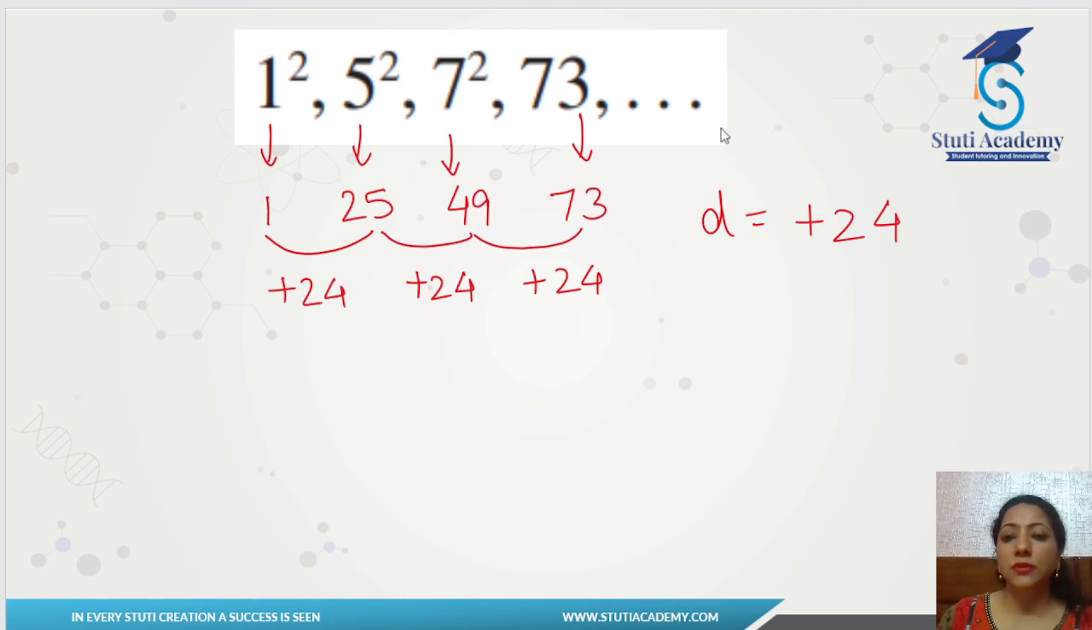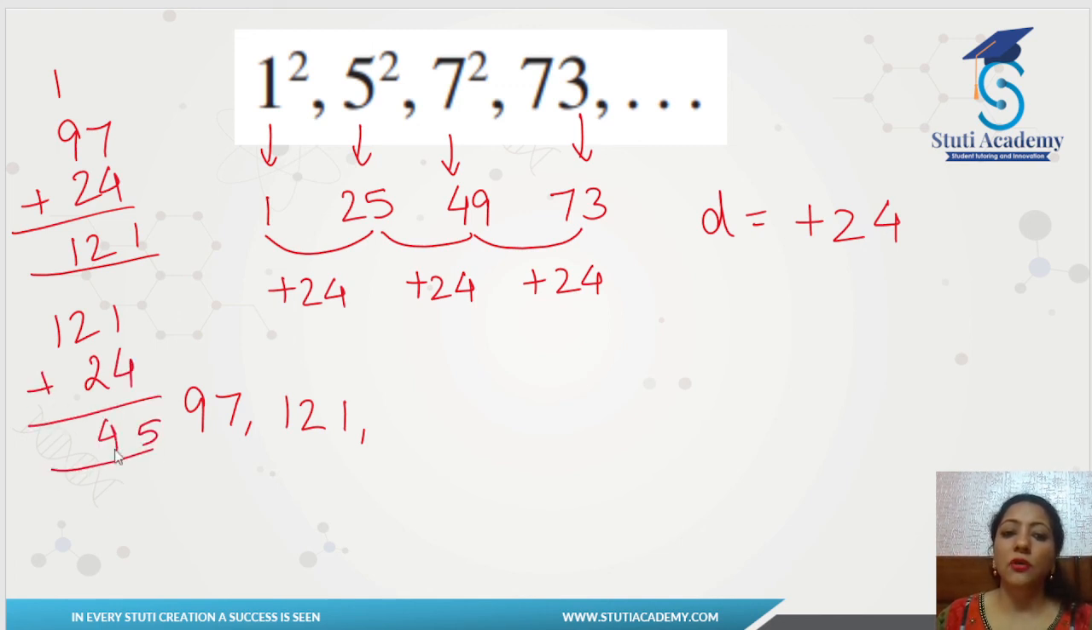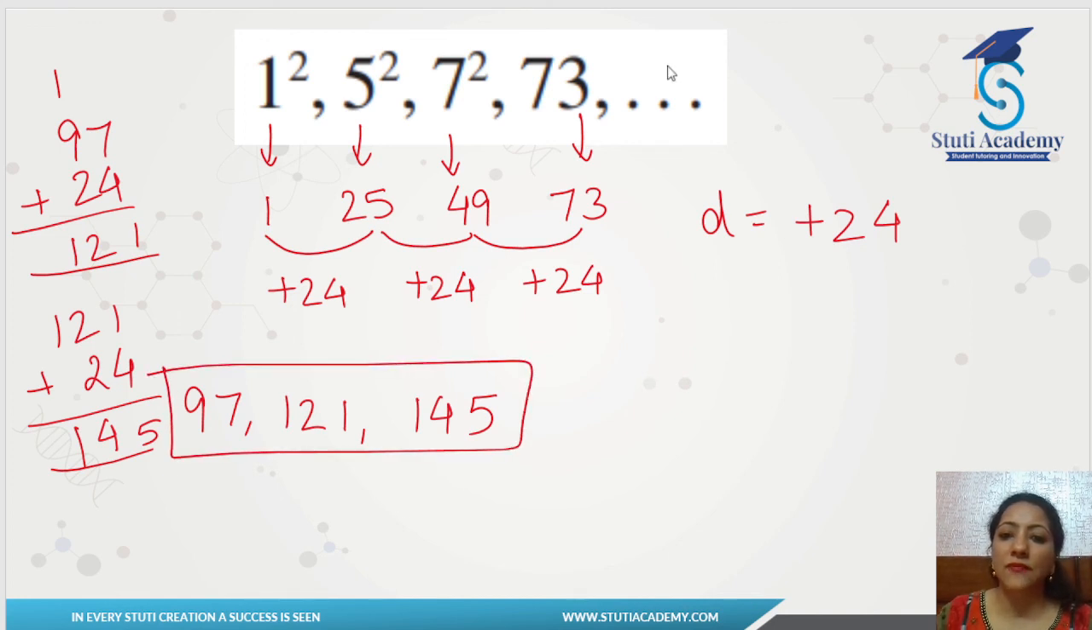Now coming to the next three numbers, 73, if we add 24 to it, we will get how much? 97. Now to this 97, if we add 24, we are going to get here how much? 121. To this 121, if we add 24, we will get how much? We'll get here 145. So the next three numbers we have as 97, 121 and 145.